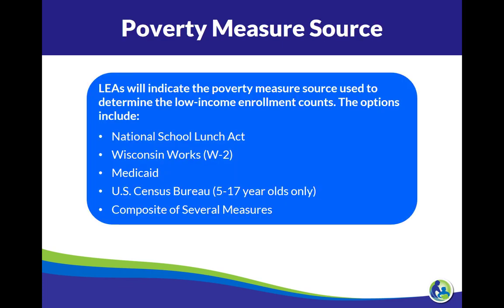Within the Title I application, LEAs will indicate the poverty measure source they use to determine low-income enrollment counts. The options for an LEA to report the data include the National School Lunch Act, which includes the free and reduced lunch and the community eligibility provision, Wisconsin Works, Medicaid, U.S. Census Bureau, or a composite of several measures.